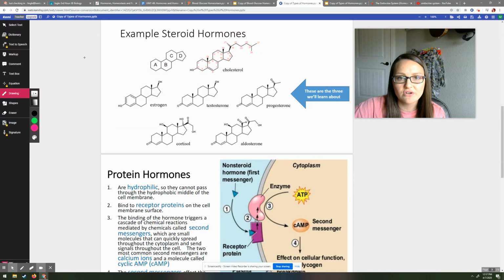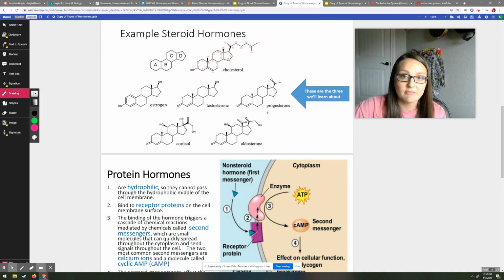Some examples of steroid hormones are cholesterol, estrogen, testosterone, progesterone, cortisol, and aldosterone. We are going to focus on, in another video, estrogen, testosterone, and progesterone. Estrogen being the main hormone to make female secondary structures, and then testosterone being the main hormone to make male sex secondary structures.